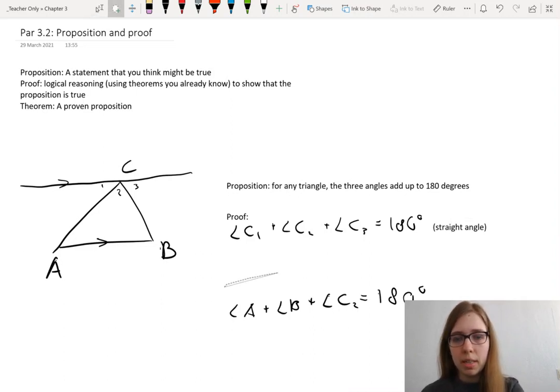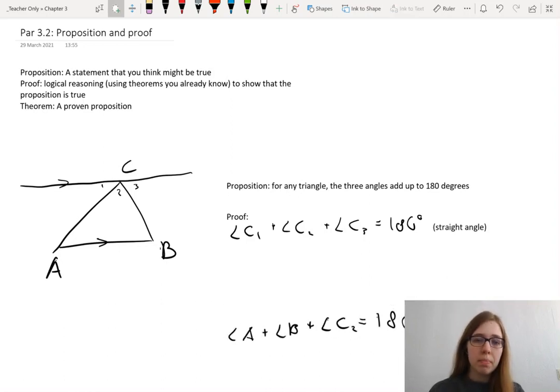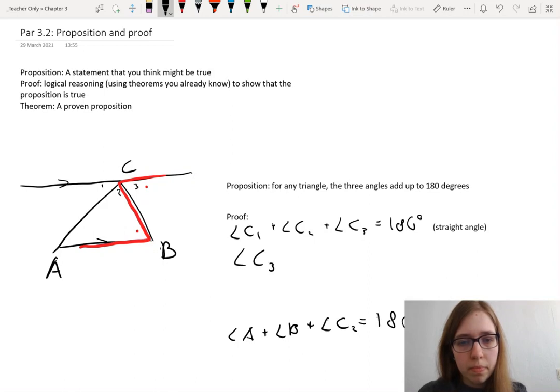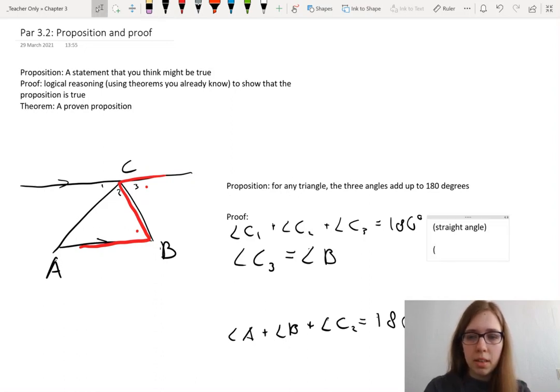I have a feeling I'm gonna need a little bit more space, so I'm moving that down a little bit. Okay, so I know this. But obviously that is not nearly what I'm looking at yet. There's some more things I know though, because I can make a Z angle here. So I know that C3 and angle B are also the same. And this time, I'm going to keep typing the rules. That is because of a Z angle.